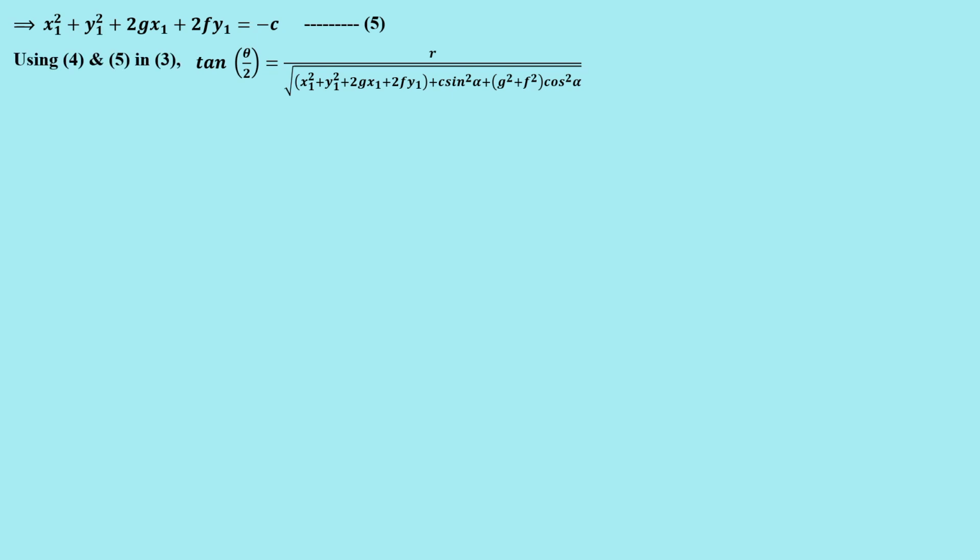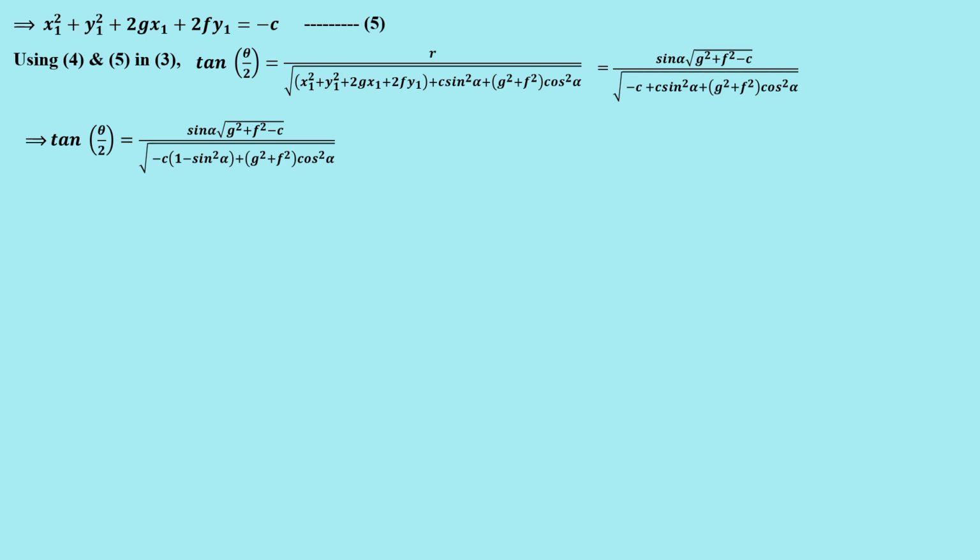So using 4 and 5 in 3, tan(theta/2) is equal to r divided by the square root of x1 square plus y1 square plus 2g x1 plus 2f y1 plus c sin square alpha plus g square plus f square cos square alpha. That is equal to r, which is sin alpha root of g square plus f square minus c, divided by, from 5, the square root of minus c plus c sin square alpha plus g square plus f square cos square alpha. That is equal to sin alpha into root of g square plus f square minus c, whole divided by root of minus c.